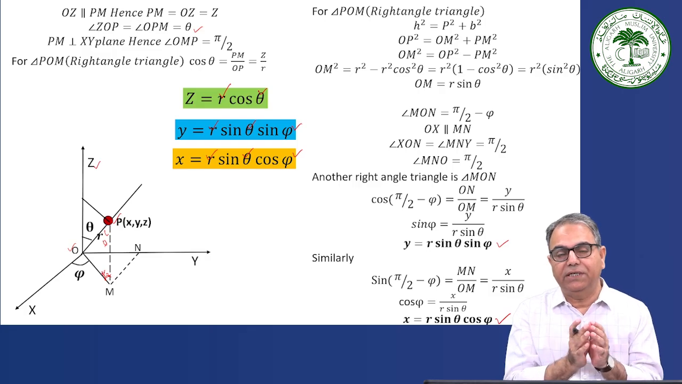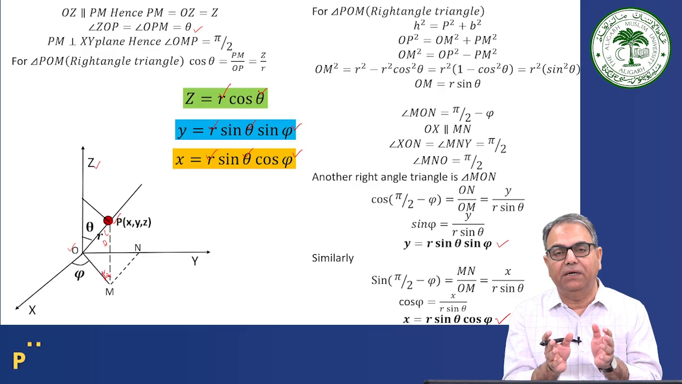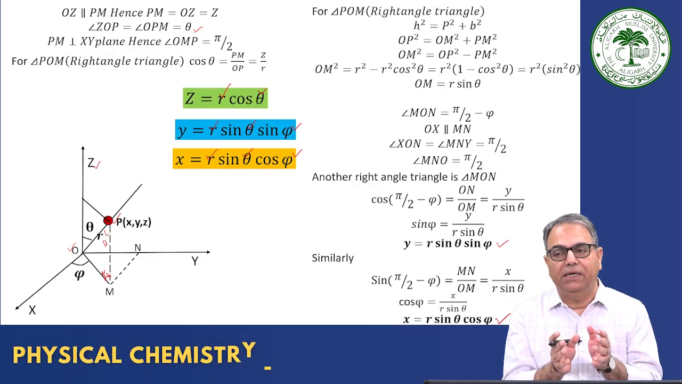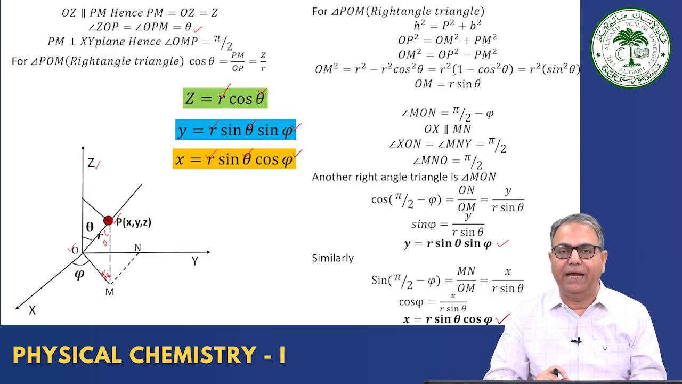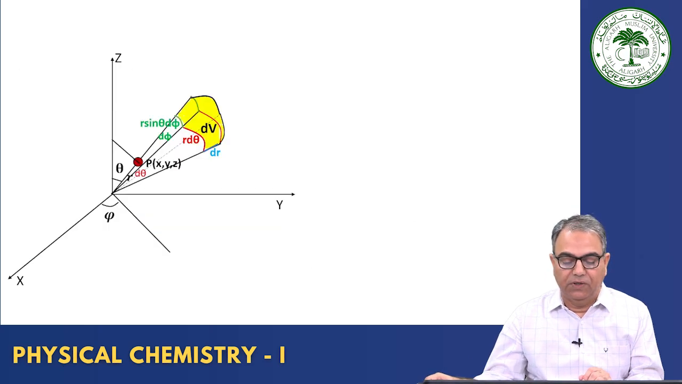Once you have this relationship, then you can convert the Laplacian operator, del square psi by del x square plus del square psi by del y square plus del square psi by del z square, into r, theta and phi equations. Okay, and then the rest of the things will remain the same in the equation.